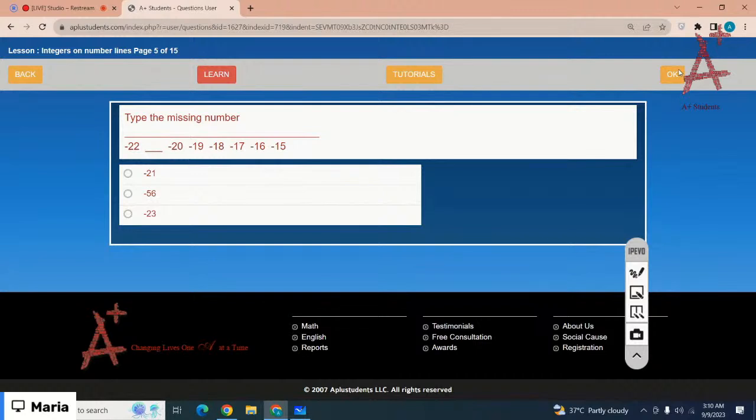Type the missing number. Which number is missing? Yes, the missing number is the number that is between negative 20 and negative 22. So which number is it? Yes, that would be negative 21. So the correct option is negative 21.